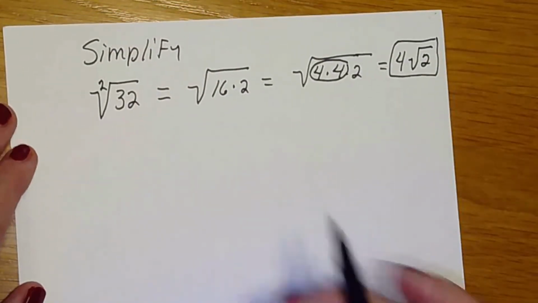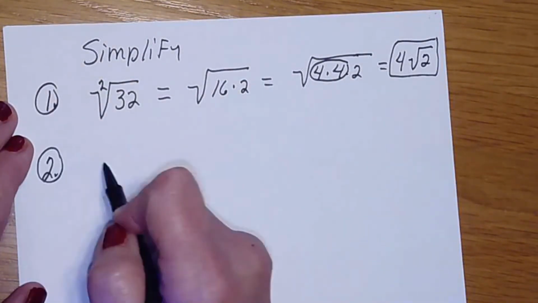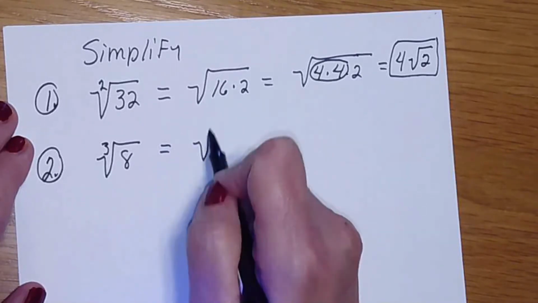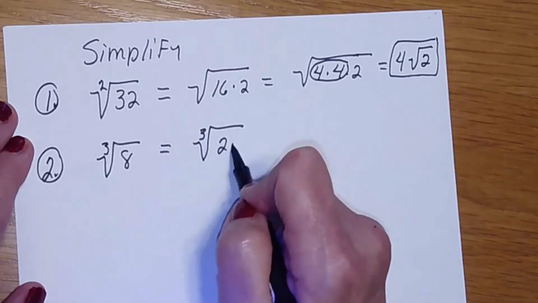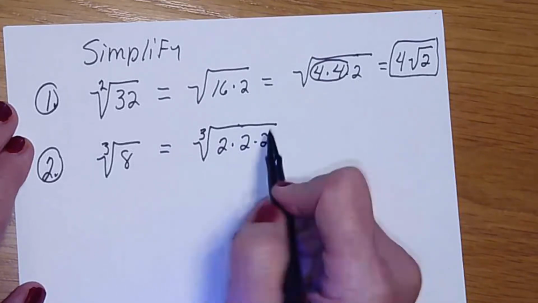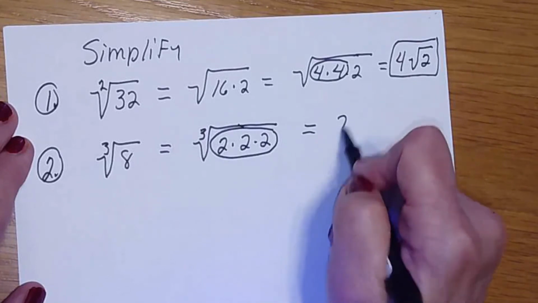Now let's look at the cube root of 8. Well, the cube root of 8, if I factor that out, I have 2 times 2 times 2. In this case, since it's a cube root, I have an index of 3. For every 3, they come out as 1. So I wind up with just 2.